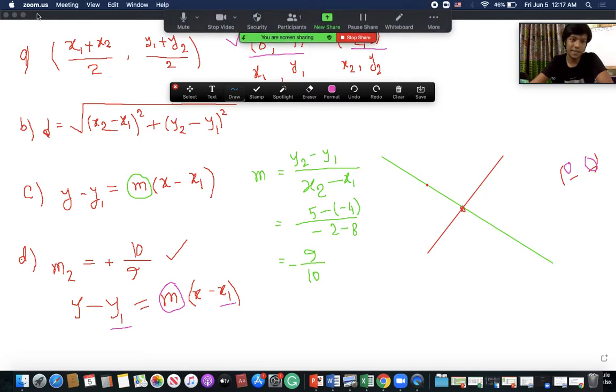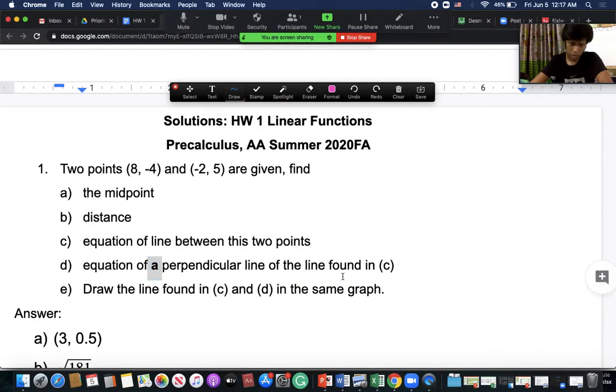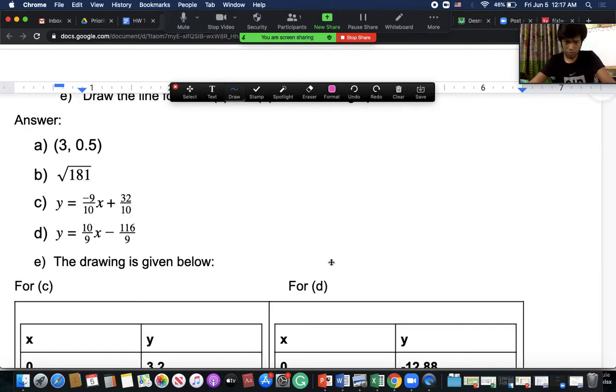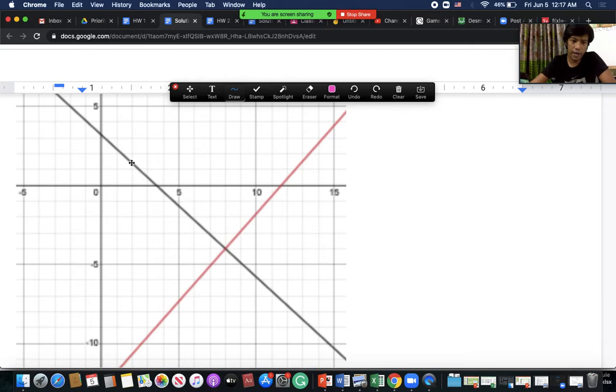The reason is, look at this graph. In the last question we had to draw both graphs, and let me show you the graph, and I will discuss that topic in relation to the graph. See, this is our line for C number. And this is the perpendicular line according to some simple, regular calculation.